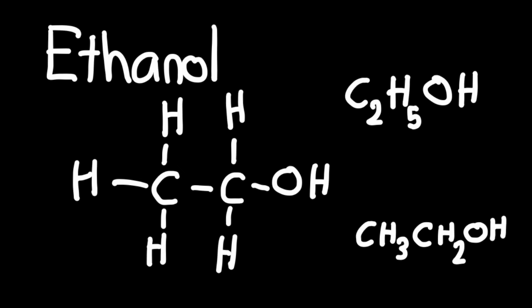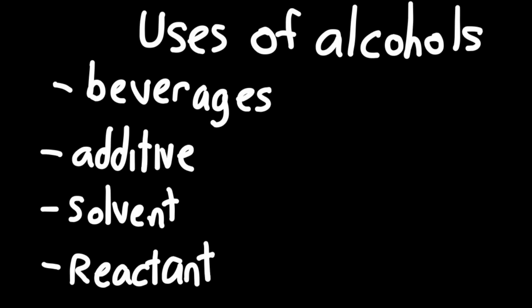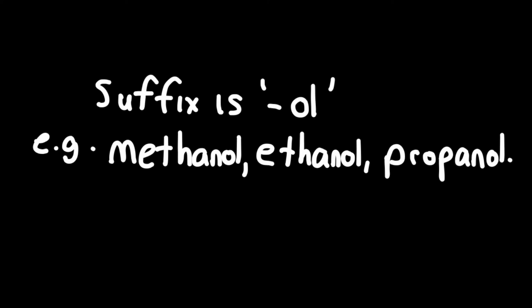A commonly known alcohol is ethanol, CH3CH2OH. Alcohols have many uses, such as beverages, additive to petrols, solvents for medicines, antiseptics and cleaners, reactants and solvents for manufacture of products. The suffix for alcohols is -ol. Some examples are methanol, ethanol, and propanol.